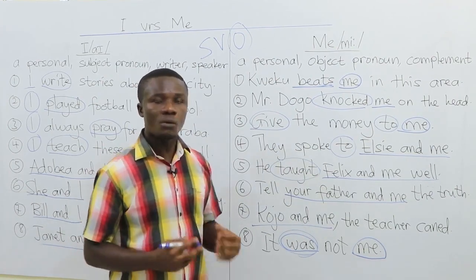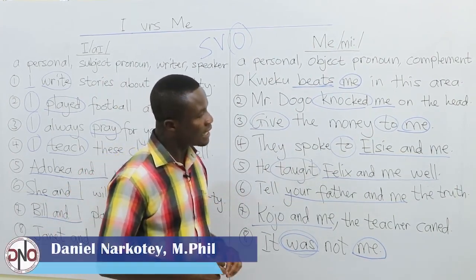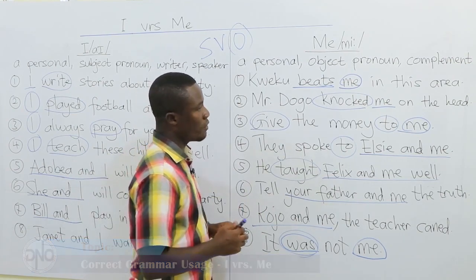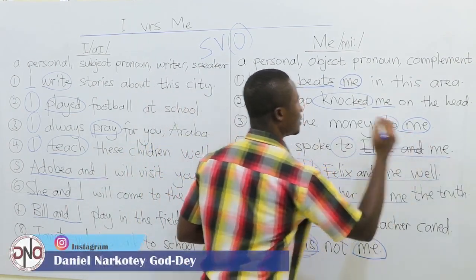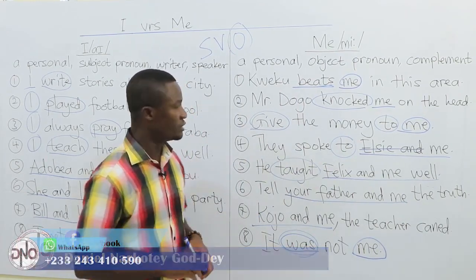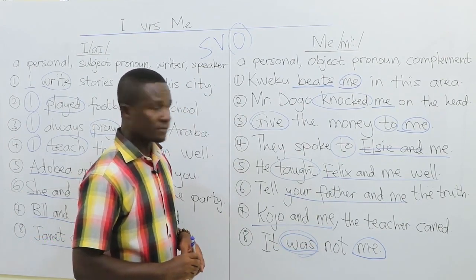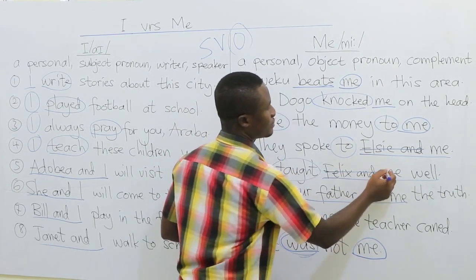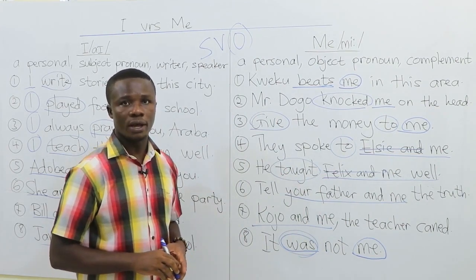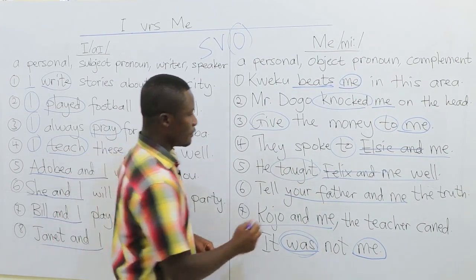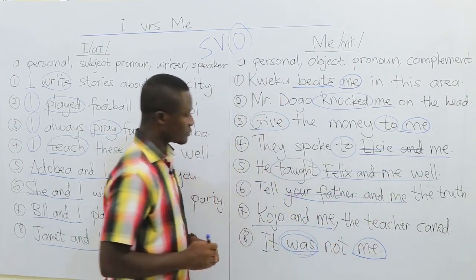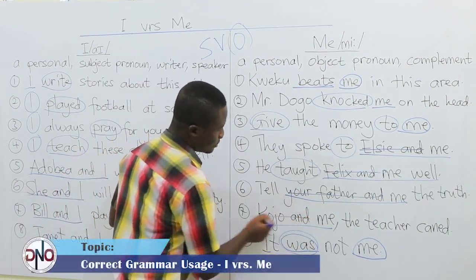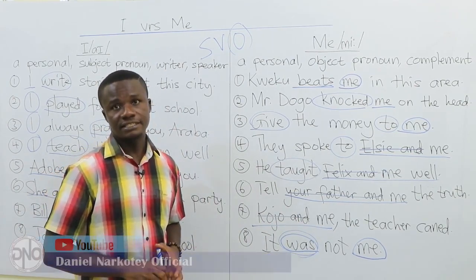Now, another way to use me correctly is to cancel out the noun that performs that compound object function with me. So look at 4. If we decide to cancel out Elsie, we'll have me left. So 4 will read, they spoke to me. In 5, if we cancel Felix out, it will read, he taught me well. In 6, if we cancel your father out, it will read, tell me the truth. In 7, if you cancel Kojo out, it will read, me, the teacher came.